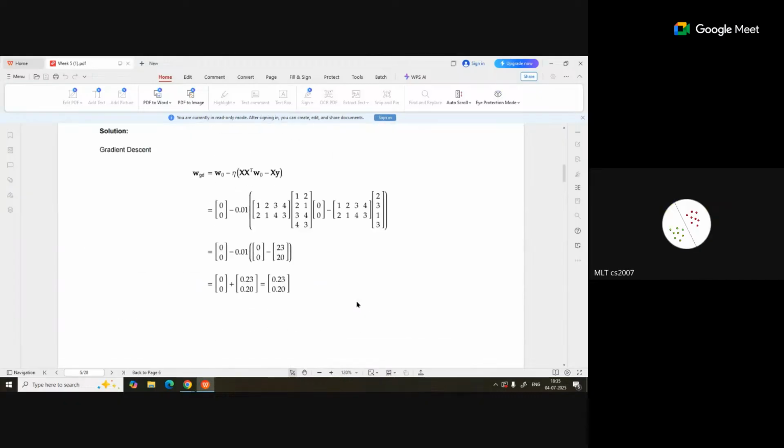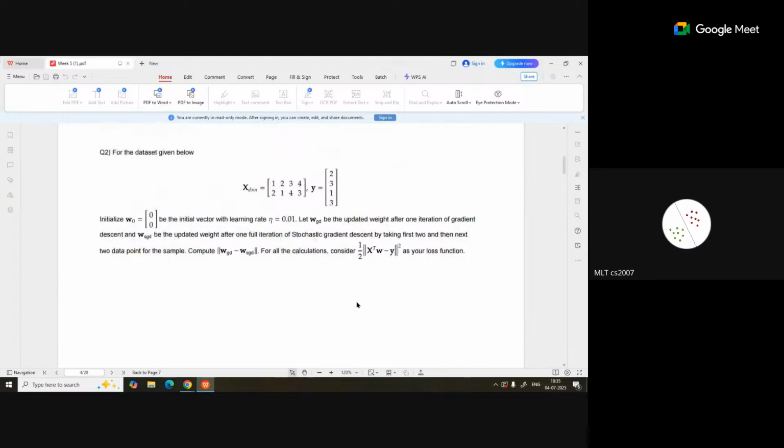What is the difference between gradient descent and SGD? In gradient descent you take the whole data and perform the iteration, and in the next iteration you take the updated weight vector from the previous iteration. In stochastic gradient descent, the process is the same. The only thing is that within one iteration you do multiple updates.